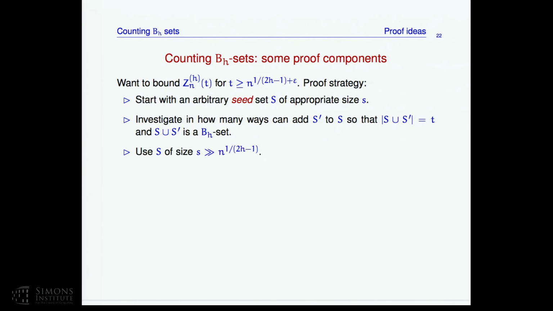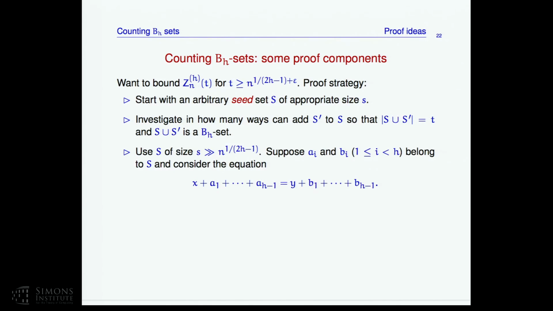And to do that, as the starting set, the seed set has size comparable to n to the 1 over 2h minus 1. But then we do the following. We consider 2h minus 2 elements, a1 up to ah minus 1, and then b1 up to bh minus 1 from the set S, so they're already in the set S. And then we consider two elements x and y.